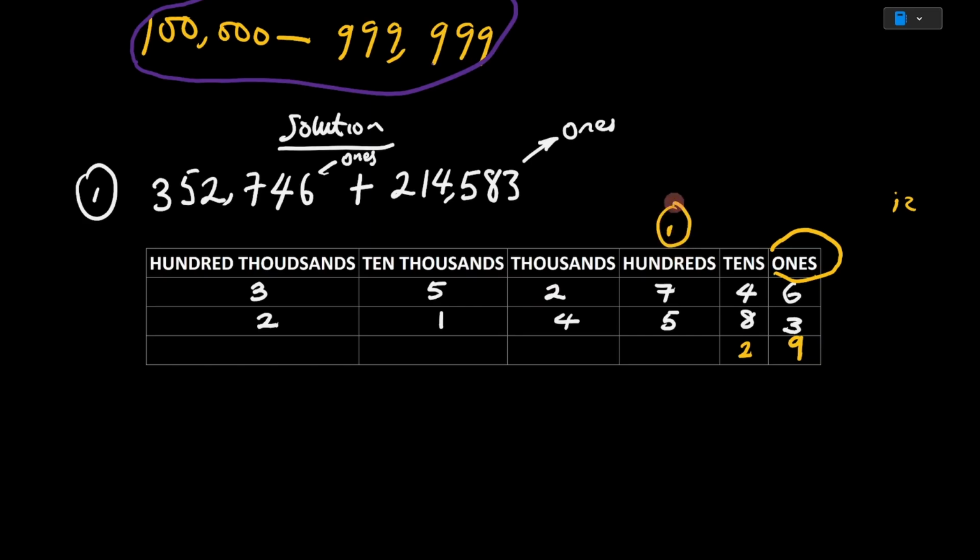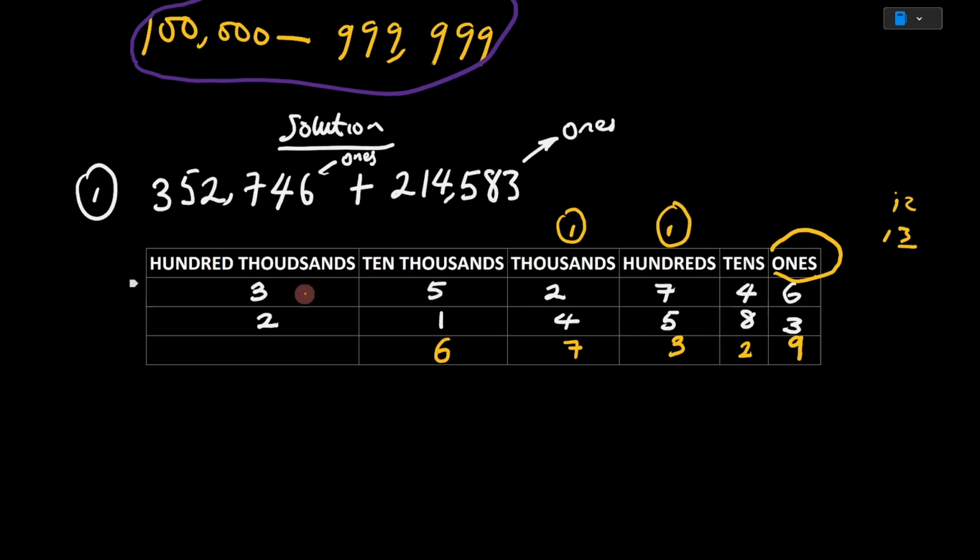Let's circle it so that we know that this is regrouped. 7 plus 5 is 12, plus the 1 that we regrouped is 13. So we'll write 3 and regroup 1 into the next place value. 2 plus 4 is 6, plus the 1 that we regrouped is 7. In the ten thousands place, we have 5 and 1. 5 plus 1 is 6.